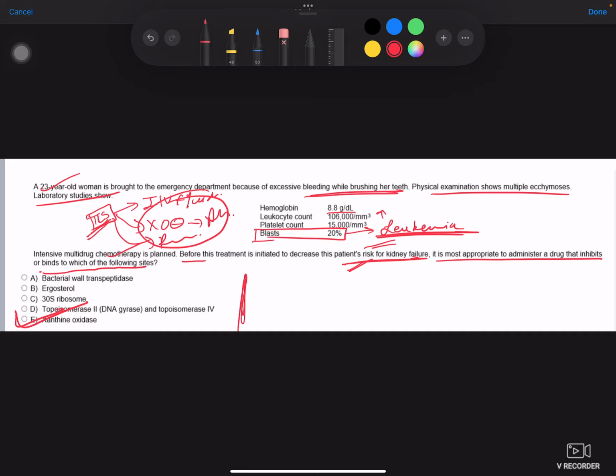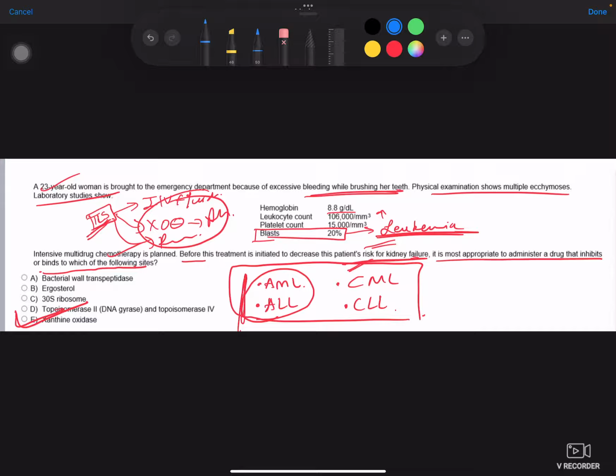But let's say they asked you which type of leukemia is this? Is it AML or is it ALL? What do you think? Or let's say we add CML and CLL. What will be your answer? Comment down in the comment section below. Considering the blasts are high, you have a 23-year-old female, so the age is on a lower side. What should be the answer? This is another concept. Comment down, I'll answer that.